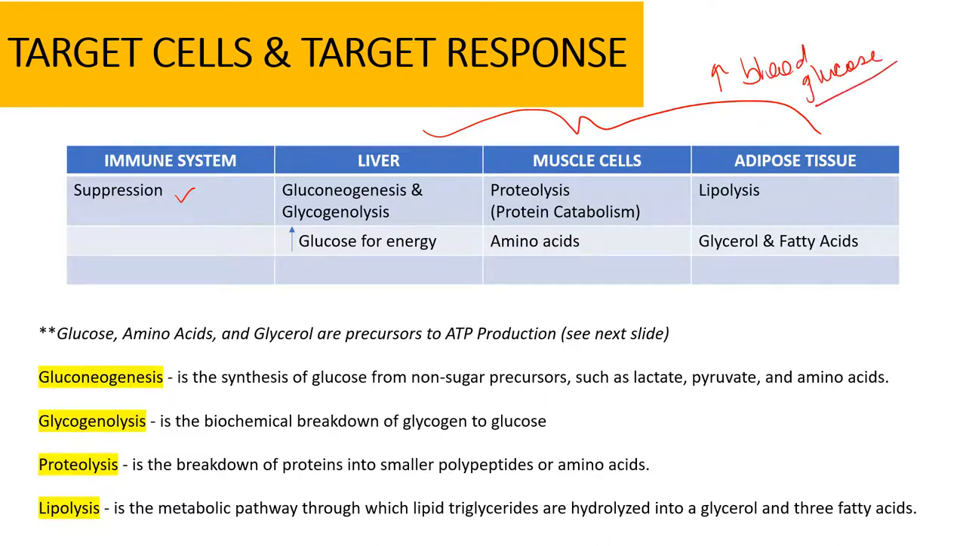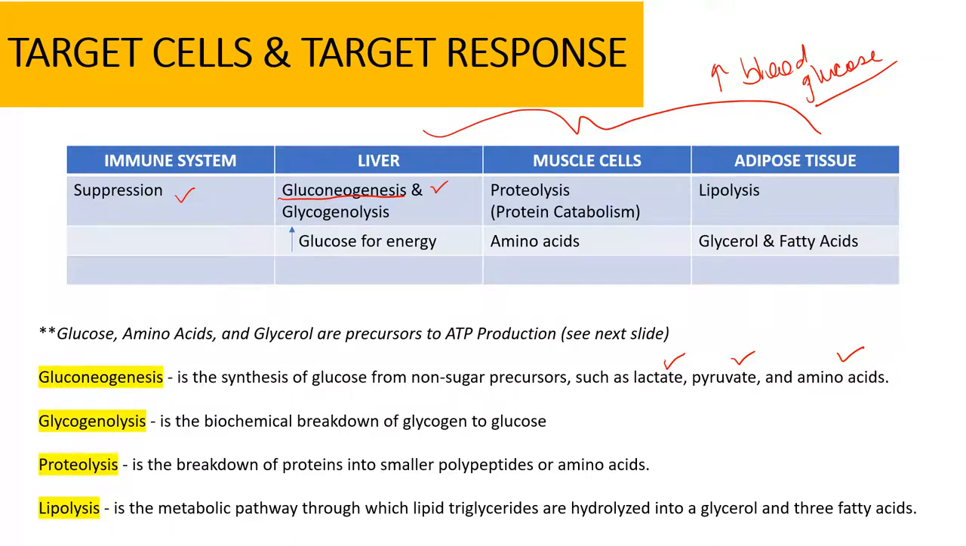Okay, that's the bottom line. That's what's really happening in these three separate pieces: liver, muscle cells, and adipose. We're trying to get glucose back into the blood because that's what cortisol does. So the liver is going to undergo gluconeogenesis, which means we're going to make glucose from things you wouldn't suspect, such as lactate, pyruvate, amino acids. So we're going to take things other than glucose and make glucose from it.